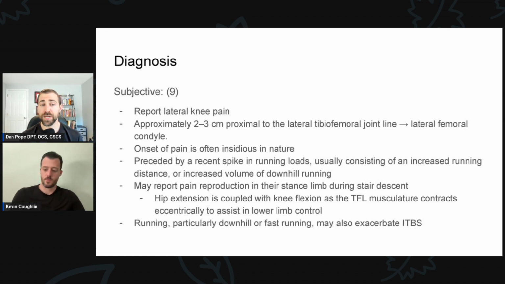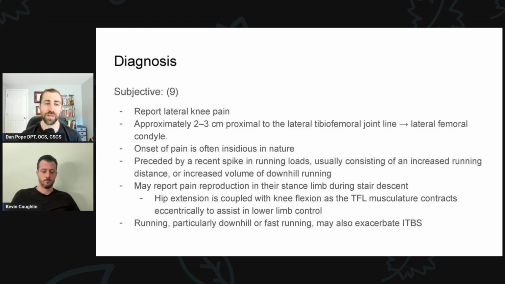The onset of pain is often insidious in nature, meaning that it doesn't seem like there is one inciting event, just kind of gradually comes on over the course of time. Although I have had some patients where it does seem to come on kind of suddenly, running, all of a sudden, ooh, that's a sharp pain. I need to stop, right? It's often preceded by a recent spike in running loads, usually consisting of an increased running distance or increased volume of downhill running, particularly. Patients may report pain reproduction in their stance side limb during stair descent.